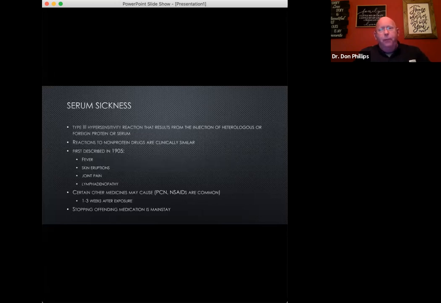Serum sickness. So serum sickness can happen from a lot of things. The classic description is that it is a result of an injection of something, usually a serum-based product, hence the name, or some other foreign protein. But other things can cause it too. 1905 was when it was first described. Fever, skin eruptions, joint pain, and lymphadenopathy. And then some medications, especially penicillin and NSAIDs, can commonly cause it as well. And it's after the exposure.